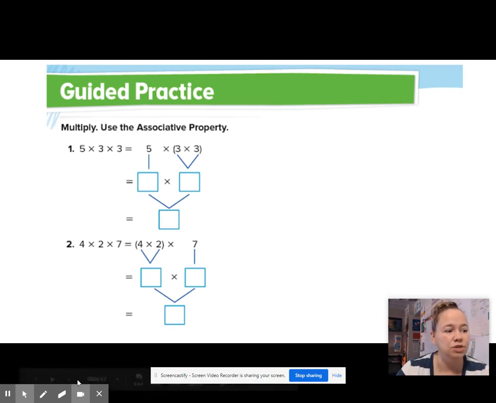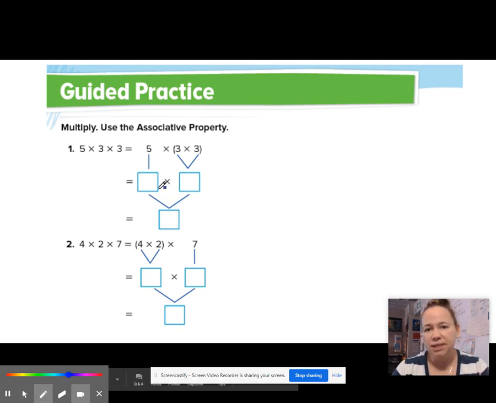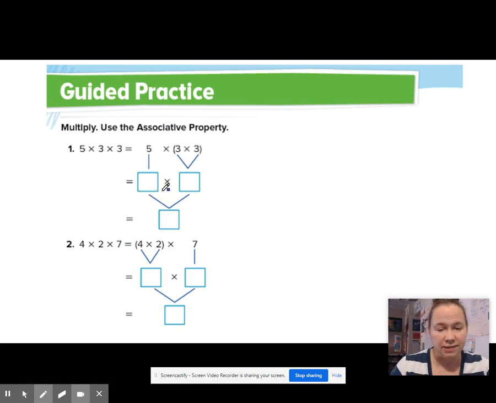Multiply, use the associative property. All right, so they put these handy little boxes in here to try to help us. Hopefully they help you and don't confuse you. So remember those parentheses say what? Me, me, me. We have to do what's in those parentheses first, solve those first. So 3 times 3 equals 9, good. And we bring down the 5 because we didn't do anything with that 5 yet. Now we're going to multiply 5 times 9, and our answer is 45. You got it. Good job.